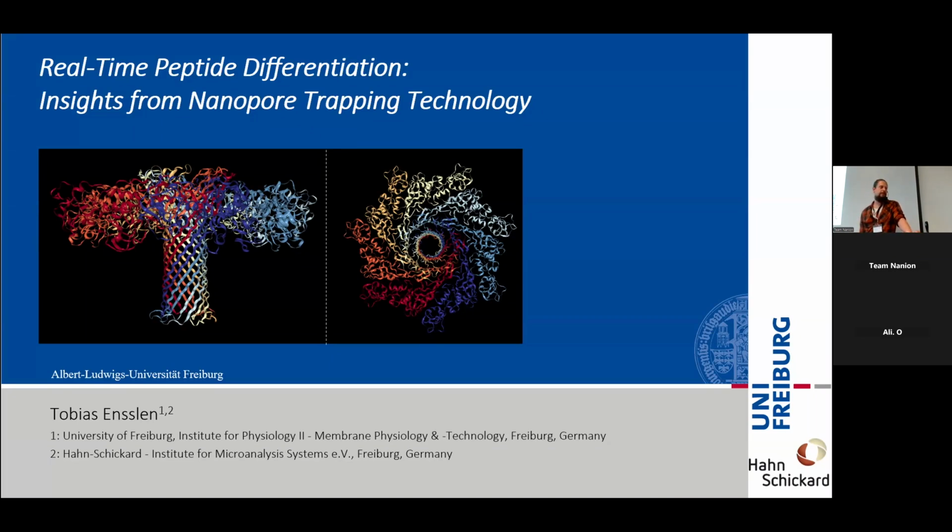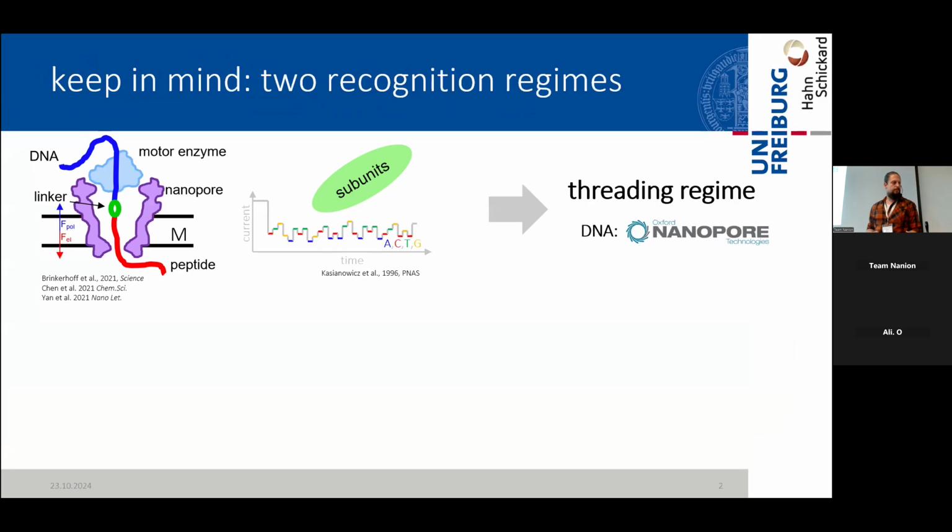And today I am really, really honored to talk about peptide differentiation and identification with nanopores in real time. So when it comes to nanopores and nanopore measurements, the first thing, which is really a key thing to keep in mind, is that you can run these nanopores in two regimes. The first, which is the more prominent regime, is called the threading regime, and this is actually employed by Oxford Nanopore for DNA sequencing.